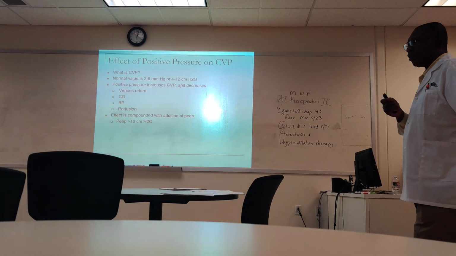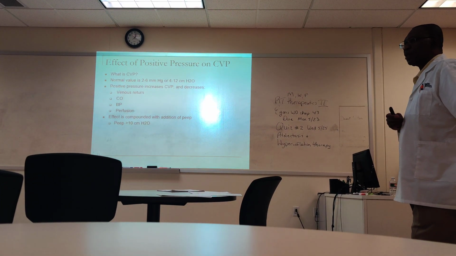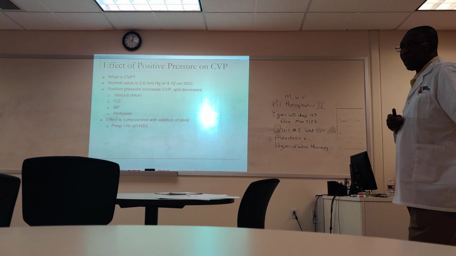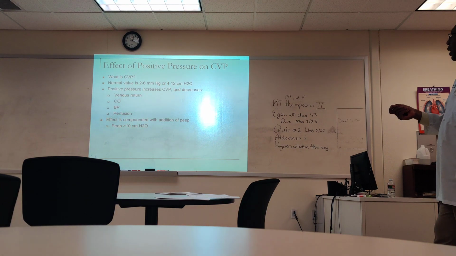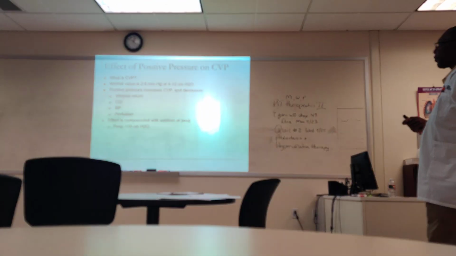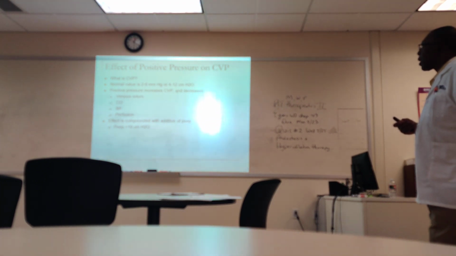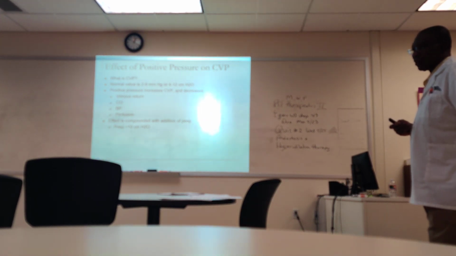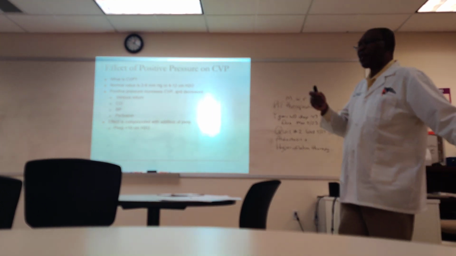Okay, so we're going to look at the effects of positive pressure ventilation on hemodynamic values. One of the hemodynamic values that we're going to talk about is CVP. CVP stands for central venous pressure. It is the pressure on the right side of the heart. It is used to monitor the function of the right heart.